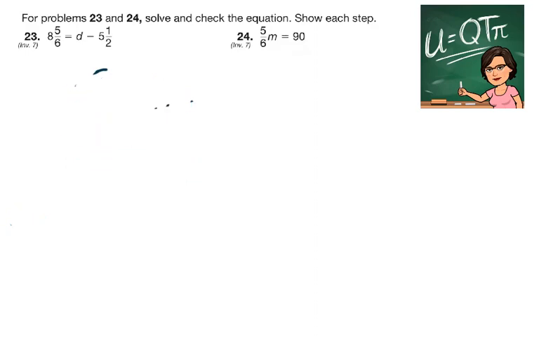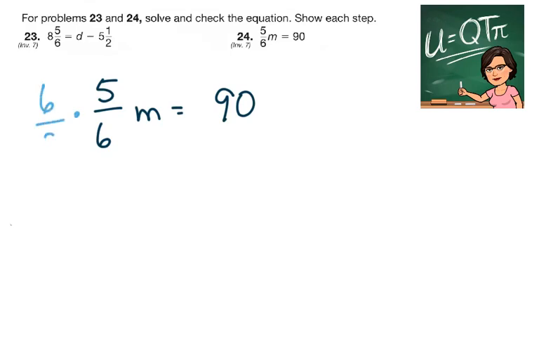All right, and let's do number 24. So you got 5/6 M equals 90. Again, we want to isolate the variable, so we have to figure out what we're going to do. Now, think about it. Do we really want to divide by 5/6? No. Good. We want to multiply by the excellent, the reciprocal. So we're going to multiply times 6/5. We're going to do both sides times 6/5. Because when we do that, that cancels that out and leaves M by itself. And you're going to go ahead and multiply and find your final answer. So make sure you pause the video and finish.